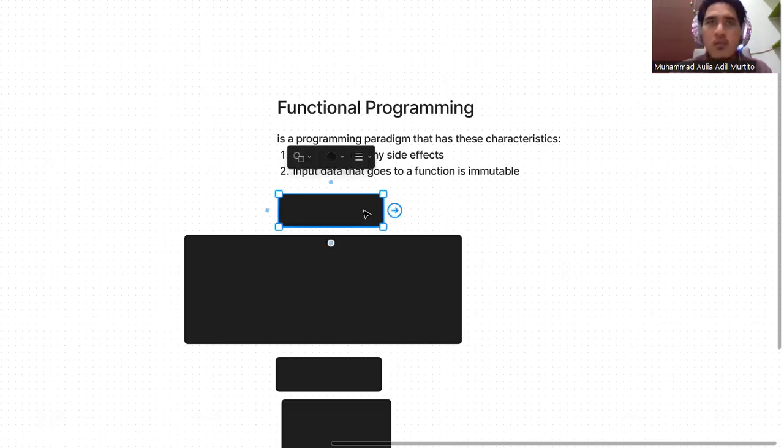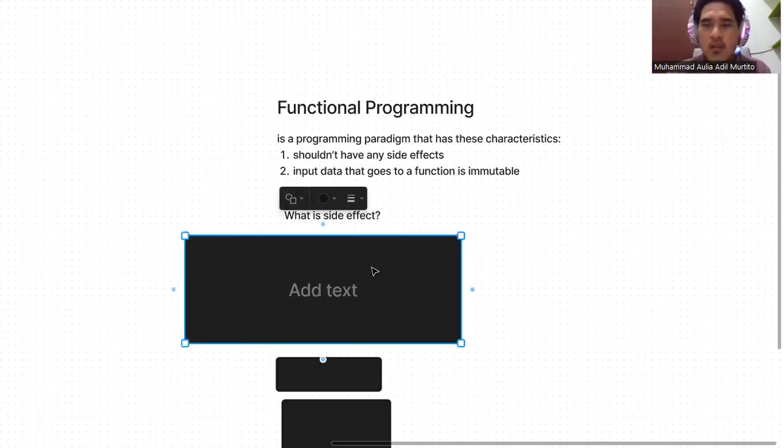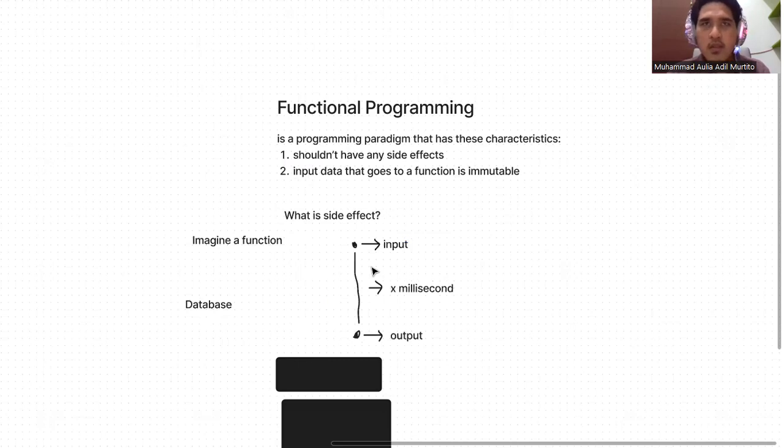All right. What is a side effect? Well, it is easier to explain it with a certain story. So imagine a function, okay? So this is a function here, and then it takes an input. After it takes an input, of course, the function will compute the input in a certain number of milliseconds. In this story, it's X milliseconds. And then it produces output after it computes the input.